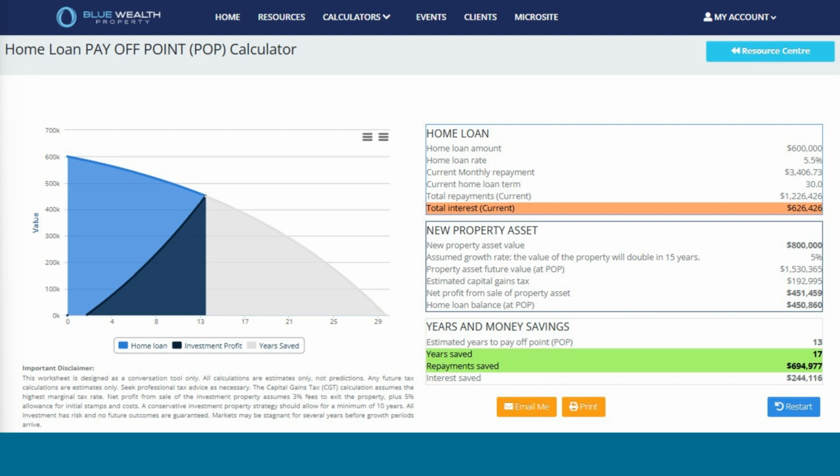The clients wanted to pay off their home loan as quickly as possible, and that was one of the reasons for them getting into investment property. If we have a look at the payoff point calculator issued by our property partners at Blue Wealth, we can see that if we assume an annual growth rate on the Western Australian property of 5% per annum, these clients are going to be in a position to pay off all their debt within 13 years. And that suits these clients perfectly. Now, they're still going to try and pay down their home loan as quickly as possible because they would love to be in front even further after 13 years.